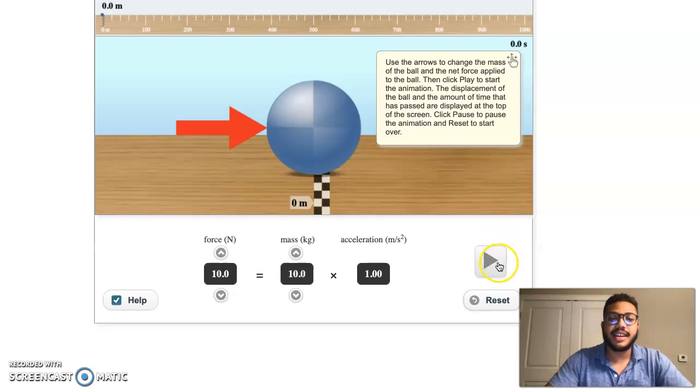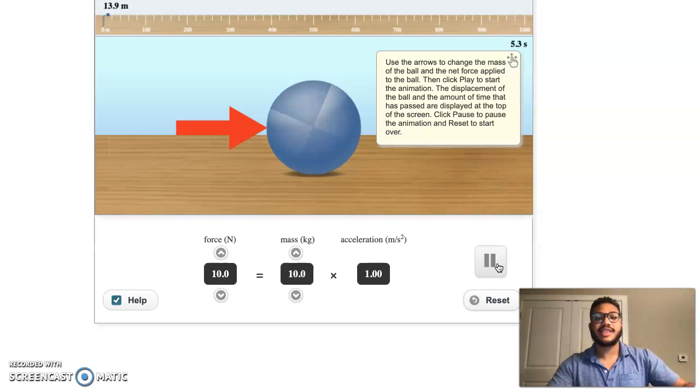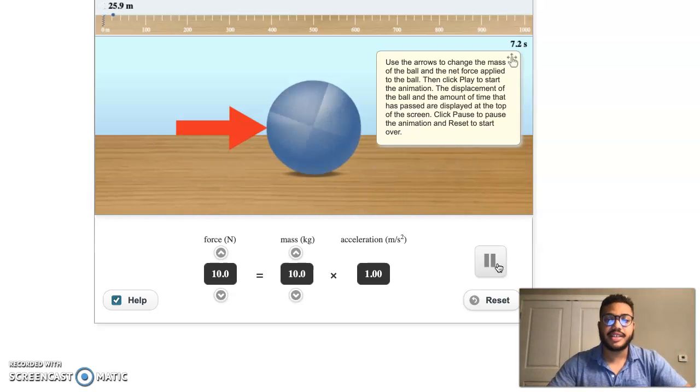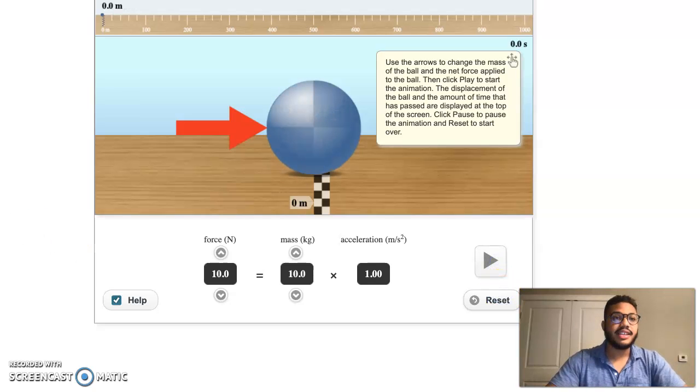Sorry, I forgot to reset that. Let's start it again. Yeah, so it starts slowly, but the acceleration is at 1 meters per second squared. Reset that.